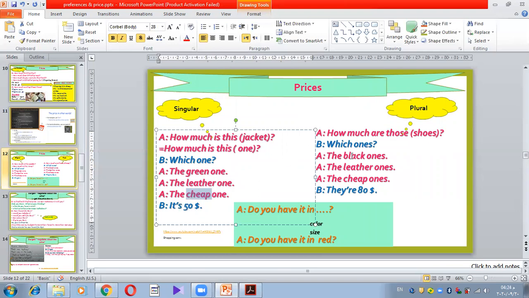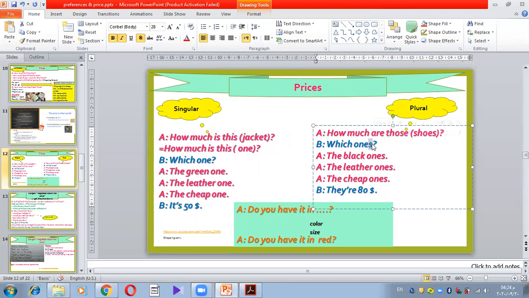If it's plural, how much are those shoes, for example? We said before that words that are sold together, that you can't buy one of them by itself, are treated like plurals, like shoes, gloves, and so on. How much are those shoes? Which ones? Because it's plural. The black ones, the leather ones, the cheap ones. They're $80. They're, not it.